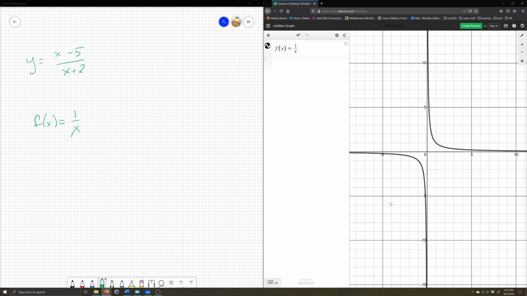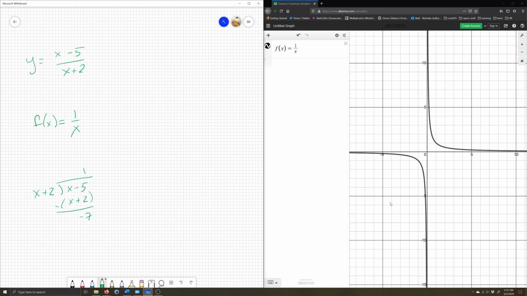So the first trick is I'm going to bust out the polynomial long division to calculate x minus 5 divided by x plus 2. So x plus 2 goes into x minus 5 once and leaves a remainder of negative 7. So this is 1 minus 7 over x plus 2, which I can think of as negative 7 over x plus 2 plus 1. So this is negative 7 times 1 over x plus 2 plus 1.